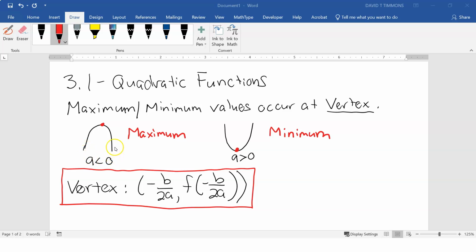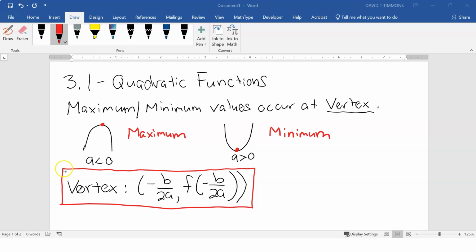When a is less than 0, the picture generically looks like this, and the vertex represents a maximum value of the function's graph. Conversely, when a is greater than 0, the parabola opens upward, and so the vertex represents a minimum value, or point on the graph.